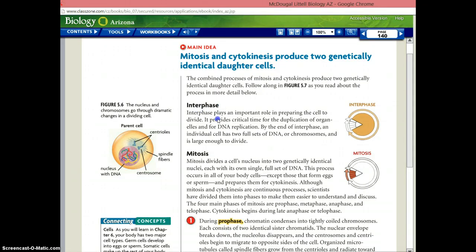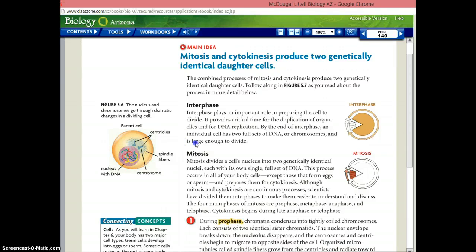Interphase. We talked about interphase consisting of G1, S, and G2, so we're kind of familiar with interphase at this point. Interphase plays an important role in preparing a cell to divide. It provides critical time for the duplication of organelles and for DNA replication. By the end of interphase, an individual cell has 2 full sets of DNA, or chromosomes, and is large enough to divide.